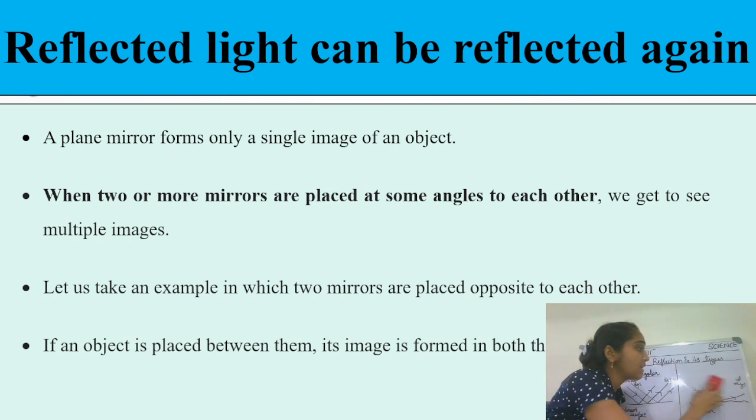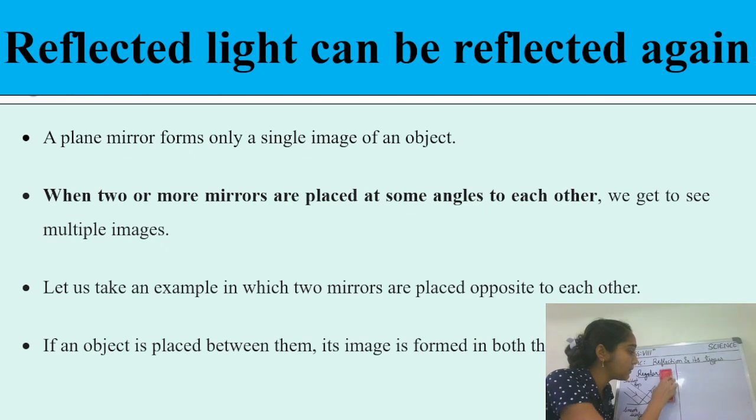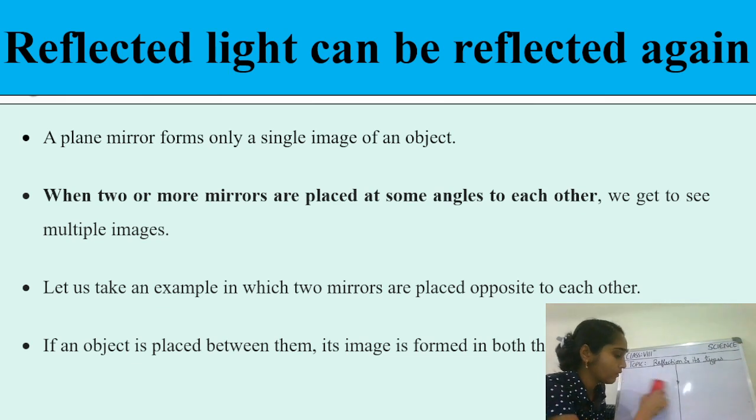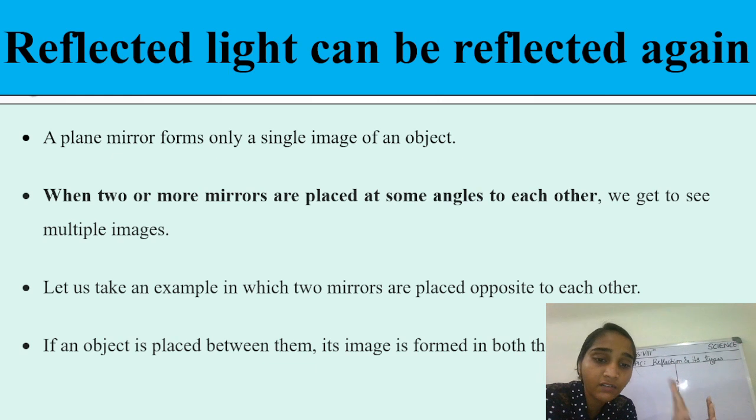So one mirror is at the back, one mirror is at the front of our head, right, and the barber is placing one mirror at the back side of our hair to show us. So there, multiple images are being formed. If we take an example where two mirrors are placed opposite to each other, and if we place an object in between them, an image will be formed on both the mirrors, right? Yes, an image will definitely form on both of the mirrors.